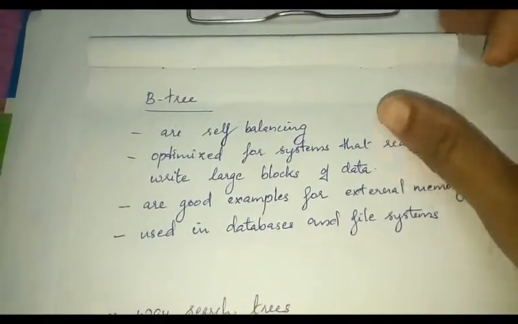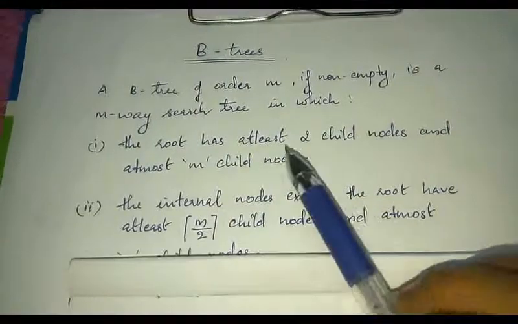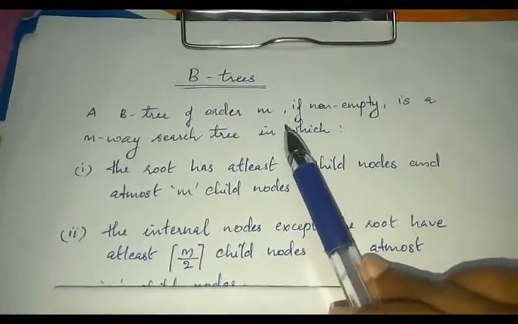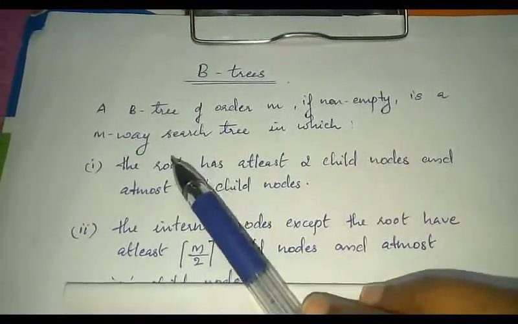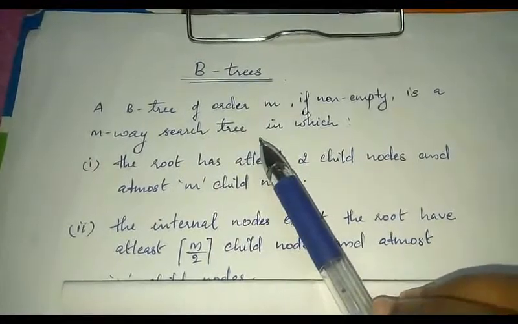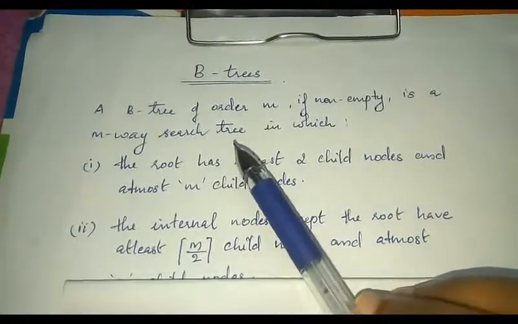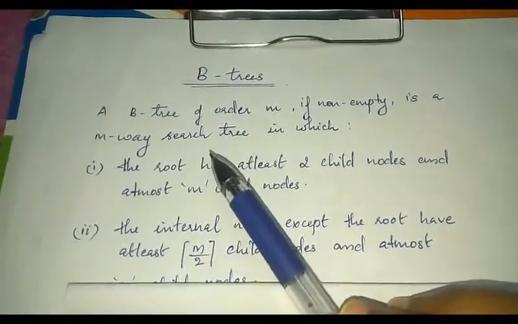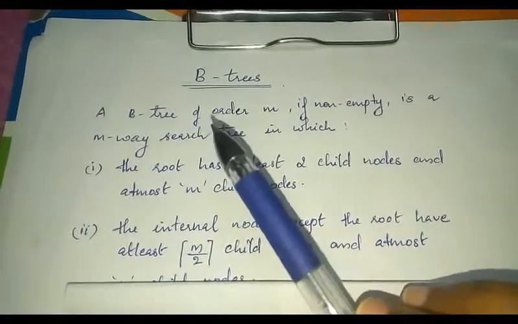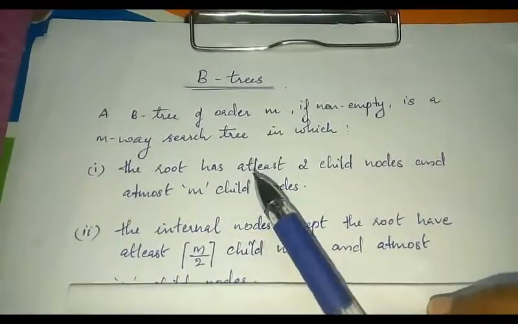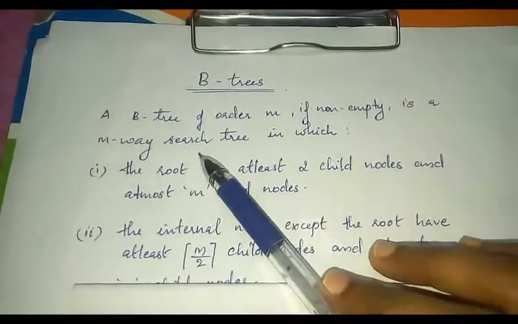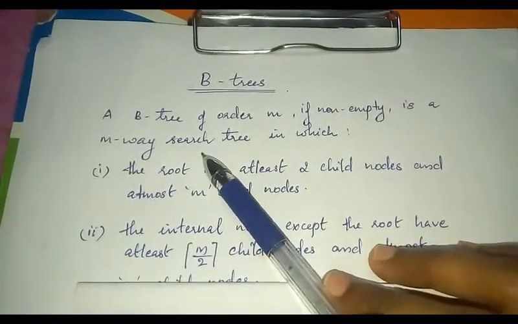The definition of a B tree is that a B tree of order M, if non-empty, is an M-way search tree. M-way search trees are extensions of binary search trees.